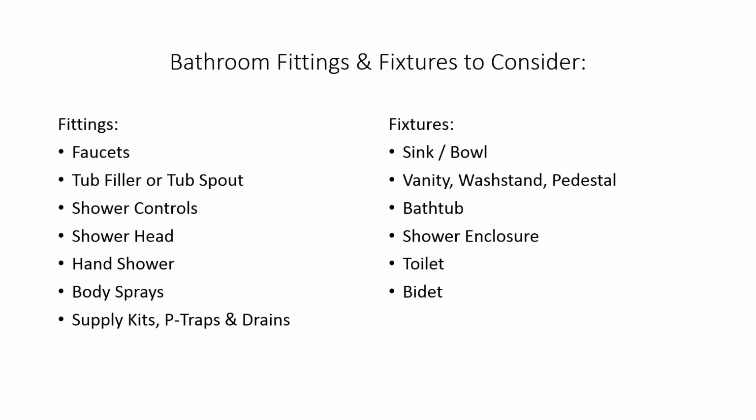And then your fixtures, so those items that many people consider furniture or items that are installed permanently. So you have your sinks, and of course holding those would be vanities, washstands, maybe pedestal sinks. We're going to look deeply at bathtubs, at shower enclosures, and also at toilets. And one we won't look at today, but is another consideration, is bidets.